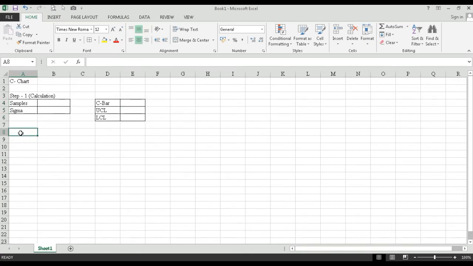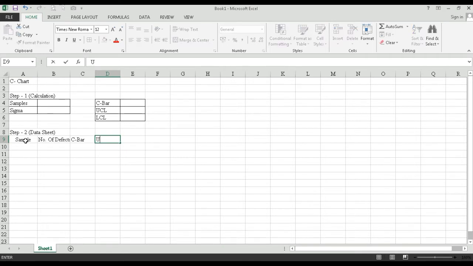So the next step is to make the data sheet. Step 2. In the data sheet, the first column is samples, the second one is number of defects, next is C bar, next is upper control limit, and then lower control limit. I will take 10 samples.